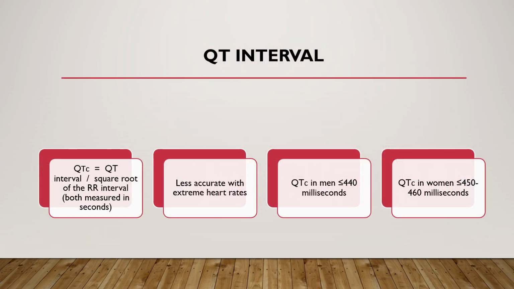Let's talk about the QT interval next. What is QTc, or corrected QT interval? QTc represents the QT interval divided by the square root of the RR interval, measured in seconds. The QT interval duration is less accurate with extreme heart rate, such as extreme bradycardia or extreme tachycardia. In men, the normal QTc interval should be 440 or less milliseconds, and in women it should be less than 460 milliseconds.